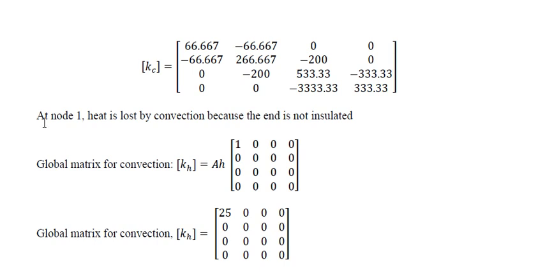Now left hand is subjected to convection. The next point is at node 1. At node 1 it is lost by convection because left end is subjected to convection. That end is not insulated, right? It is insulated, but left end is not insulated. So since left end is not insulated, the element convective matrix or the global convective matrix can be written directly with the size 4 cross 4 as A into H. H is convective heat transfer coefficient of the material.